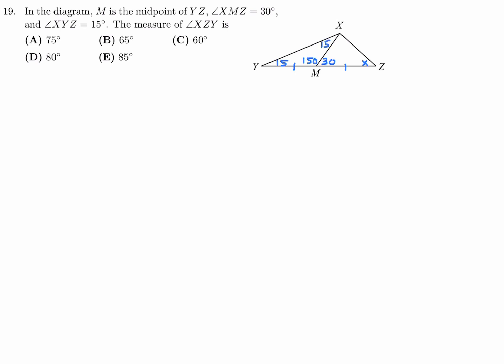Since these two angles are the same, these two sides are the same. And if this side is the same as that side, that means that side is the same as this side. And therefore, this is also going to be x, since that will be isosceles. And therefore, in that triangle, 2x plus 30 is 180. And then 2x is 150. And therefore, x is 75. Number 19, the answer is A.